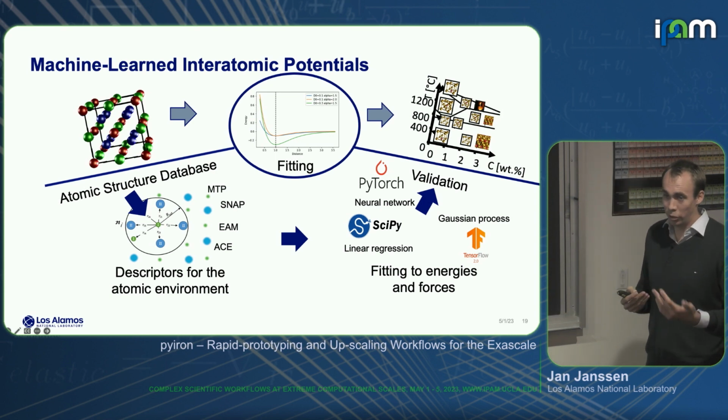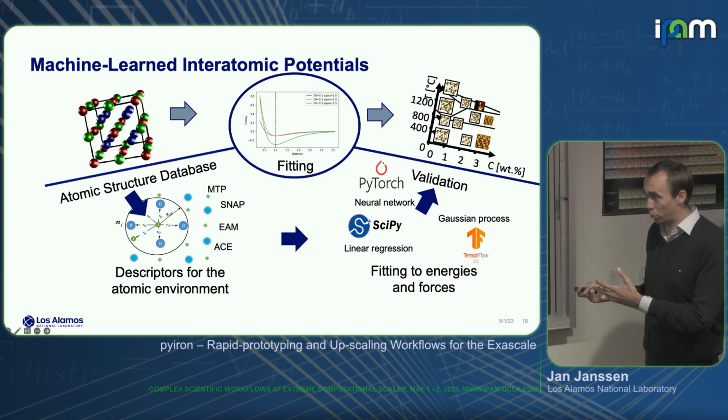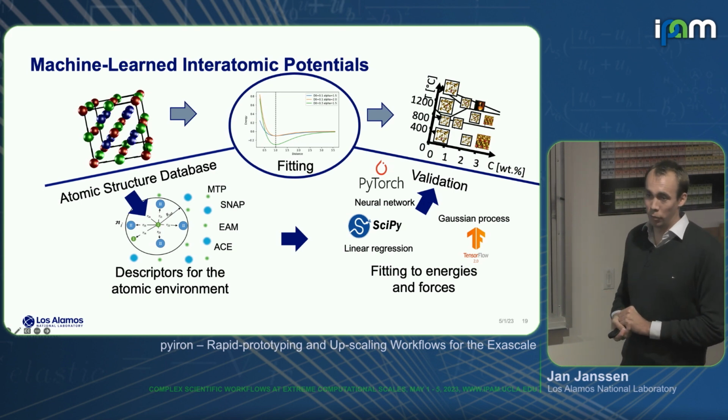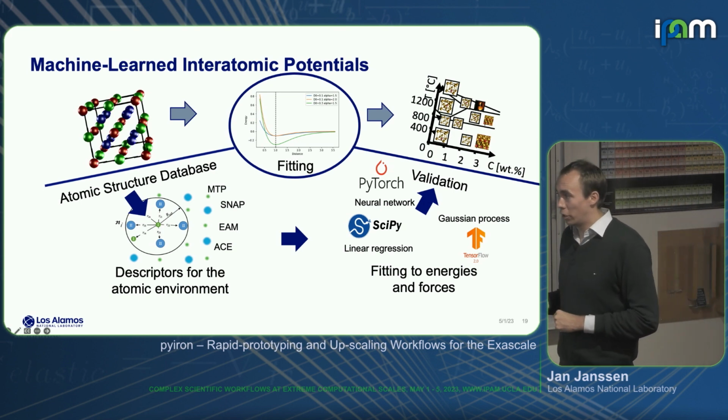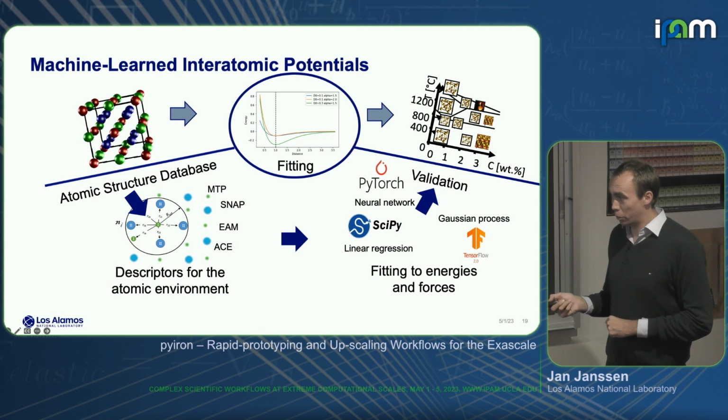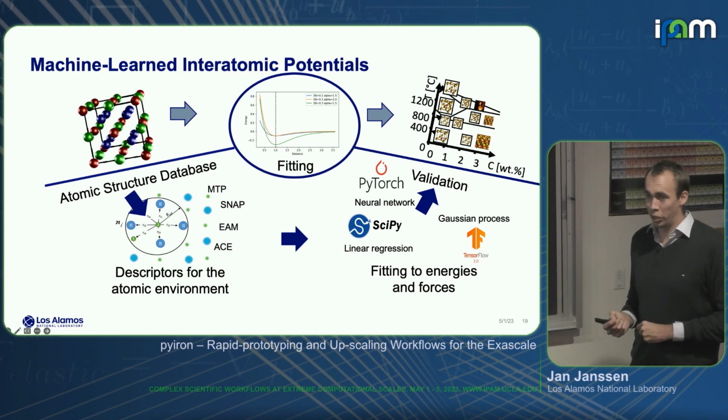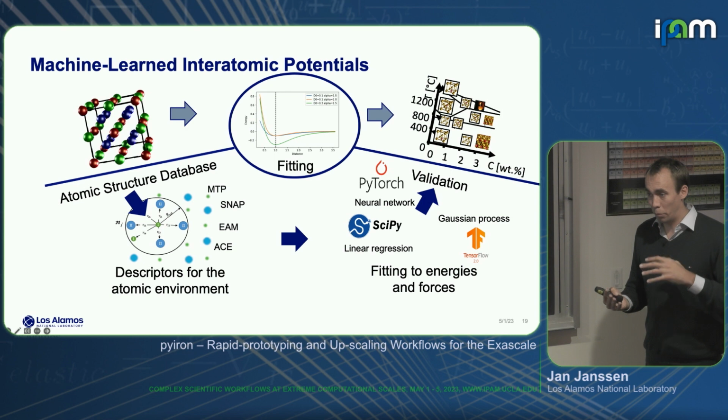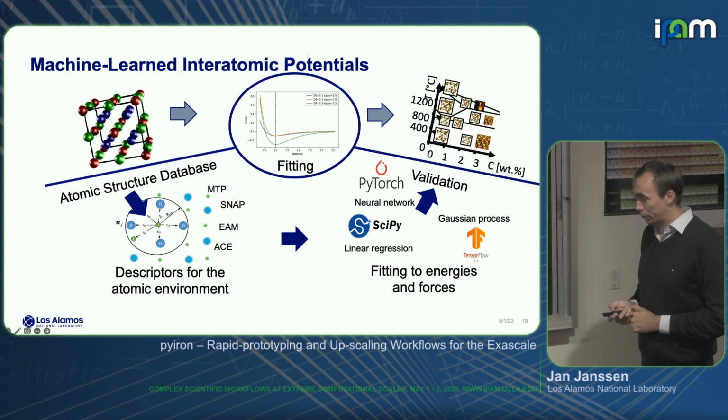And so there again, we have a wide range of options to choose from. We can start simple with a linear regression model, or a Gaussian process, or even up to a neural network. And it's still an open question of how much complexity do I need on the descriptor side versus how much complexity do I need on the model side, mapping the descriptor to the per-atom energies.